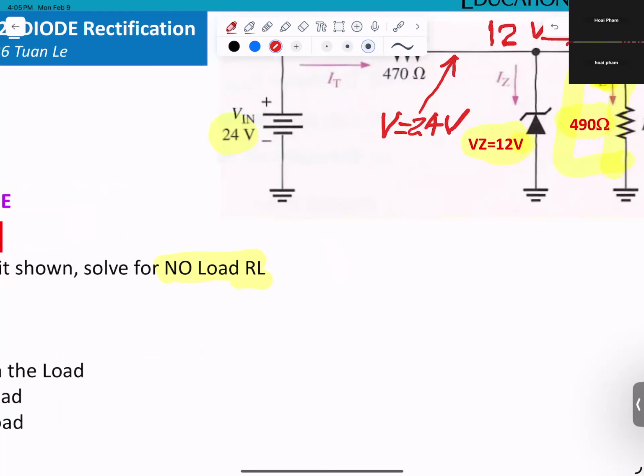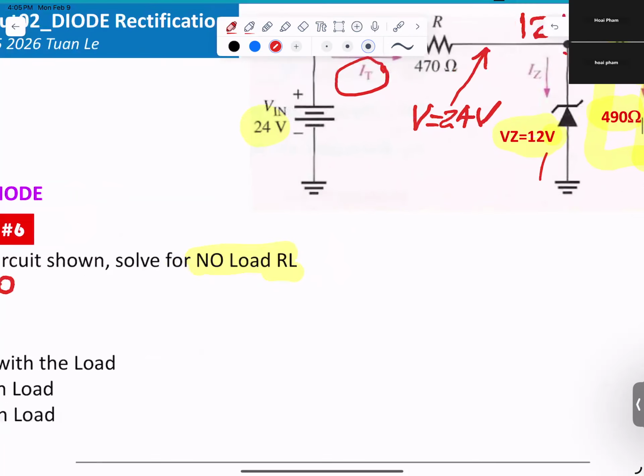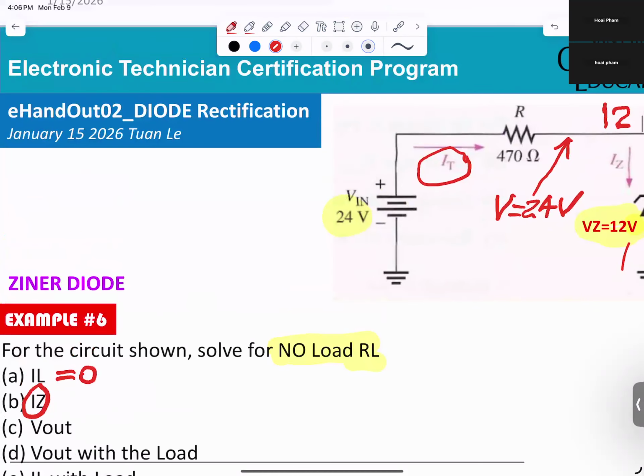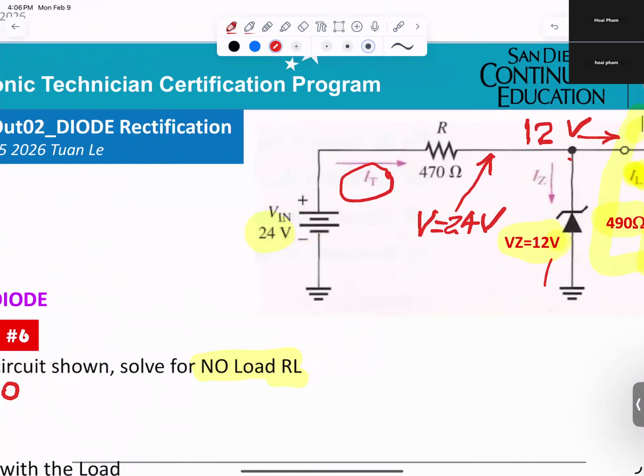The thing is the current flows up to this point. They open, so the current does not flow through. They go down. That's what they say, no loop. That means the current is zero. No current. Okay, IG. IG means the current flow here, that IG right here.